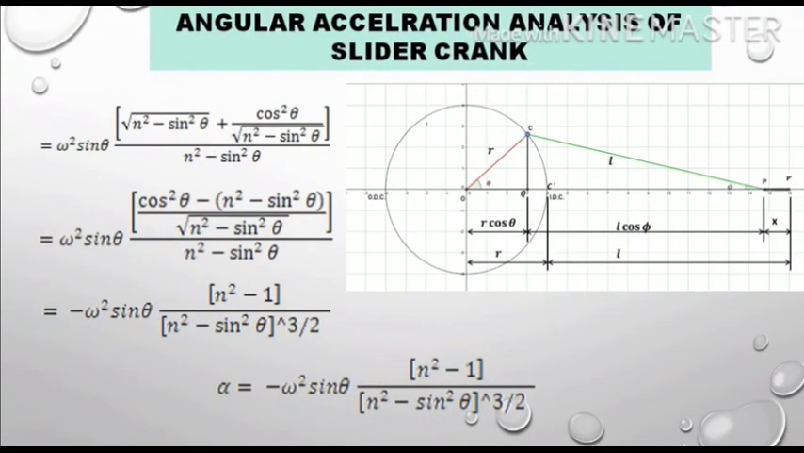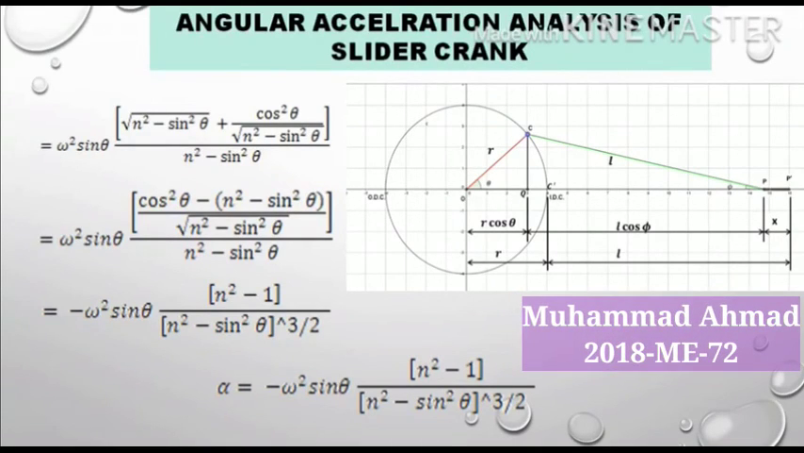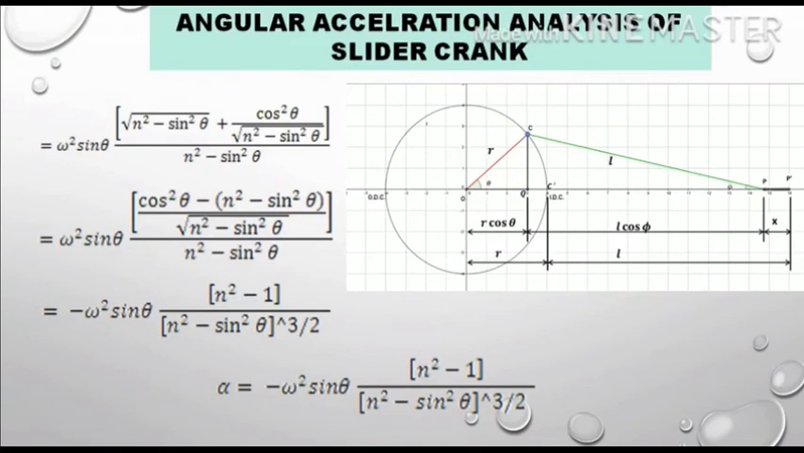Angular acceleration is equal to minus omega square sine theta into (n square minus 1) over (n square minus sine square theta) raised to power 3 over 2. So this is the equation for angular acceleration. In this equation we can see that angular acceleration is directly proportional to angular velocity squared, and it is also a sine function, and we can see this from the graph as well.